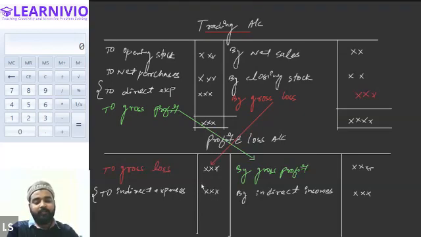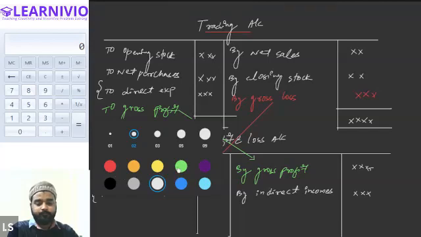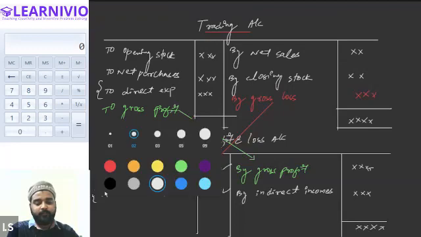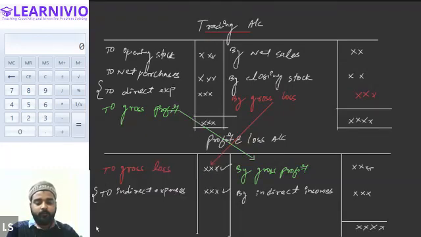And after recording all the indirect expenses, indirect income, everything, then at the end of the year, what do we do? We will now total the credit side first of all. After totaling the credit side, we will reduce the debit side value from the total of the credit side. After reducing these values, if the credit side exceeds them, then in that case it will be a net profit.